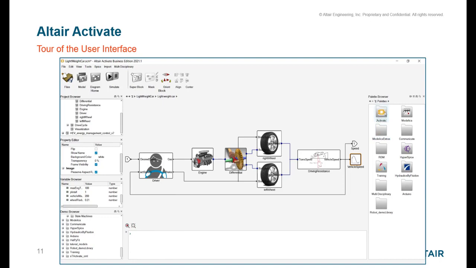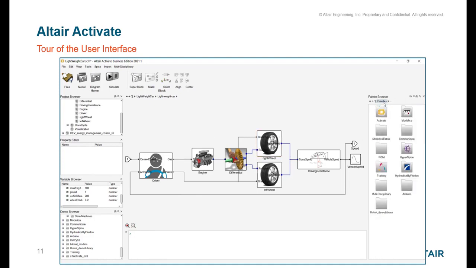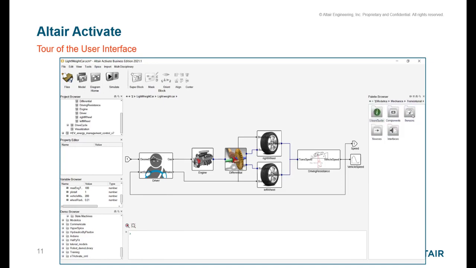well. And then our palette browser on the right, so you can navigate through our sets of blocks, like this constant block for generating a signal of a constant value, step generators, sine waves, and so forth. And this Modelica browser for our Modelica components. And those are subcategorized into electrical, mechanical, magnetic components, and so forth.